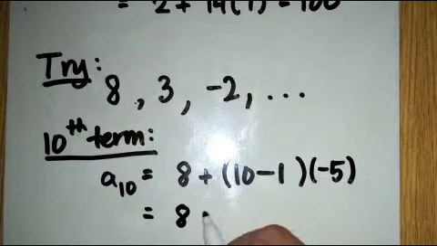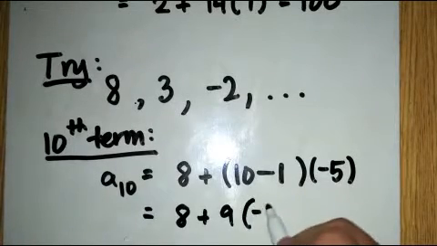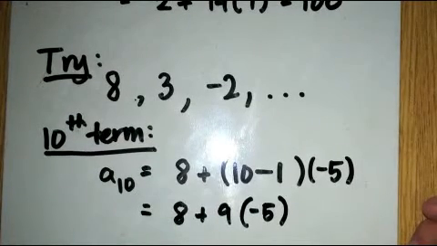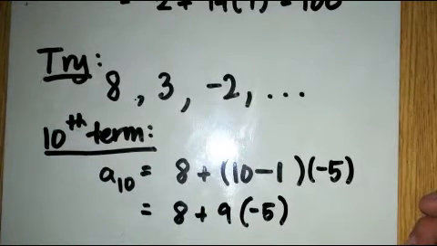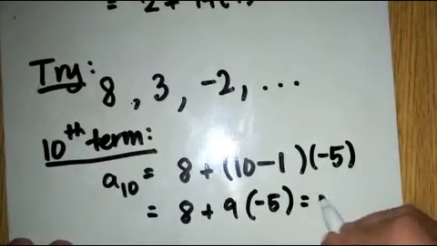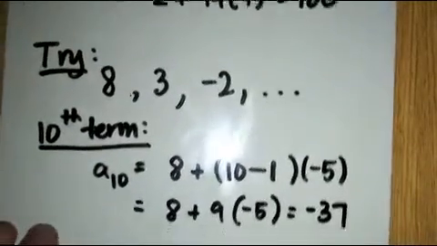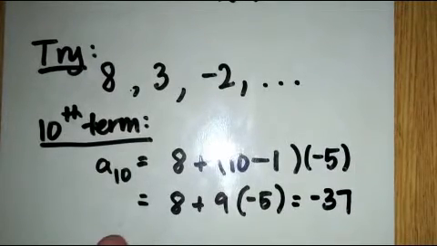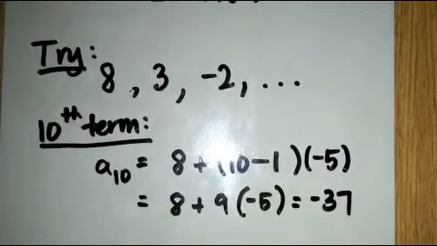We get 8 plus 9 times negative 5. So that's going to be negative 45 plus 8, essentially. And this gives us negative 37. Okay, so you see, it's not hard. It's a lot easier, actually, just to go ahead and use the formula to figure out what term in the sequence you are actually after. All right?